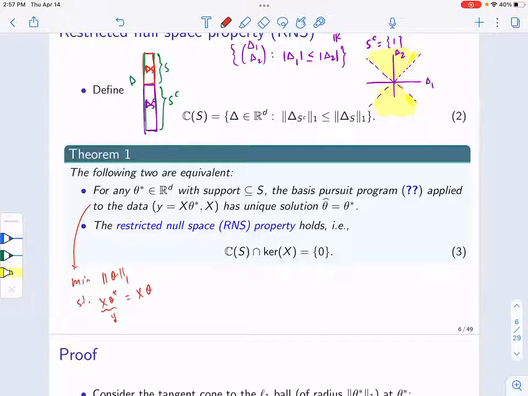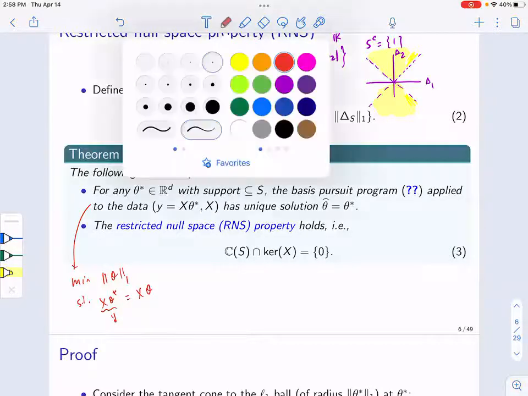That's one statement. The other statement is that this set intersected with the kernel of x is trivial. The only vector that's in there is the 0 vector. So these two properties are equivalent. So you can recover all theta stars supported in S by solving this. This is basically equivalent to recovering all possible theta star supported in S.